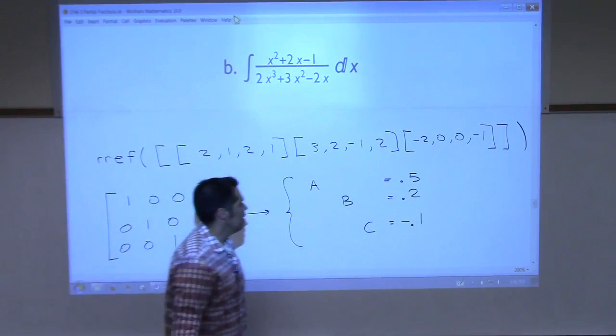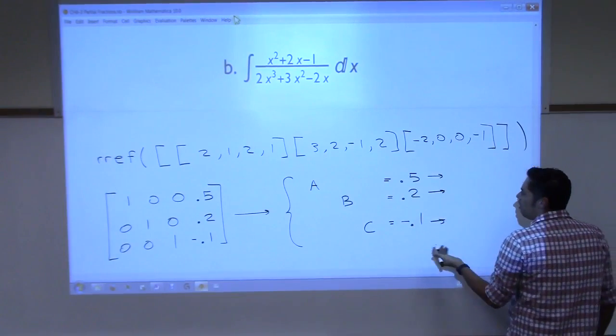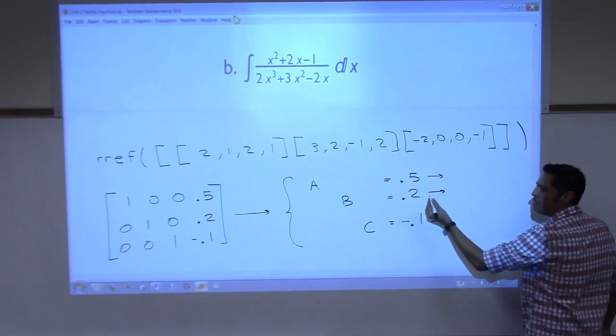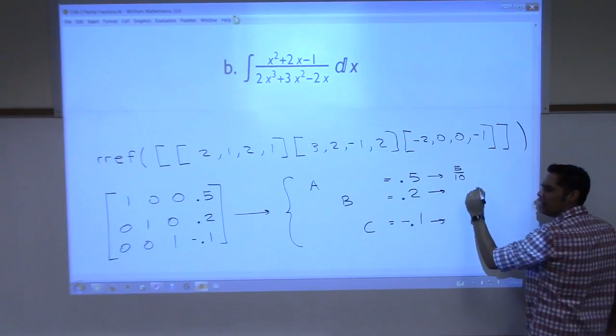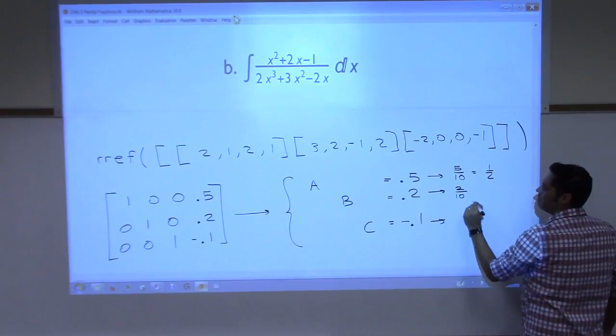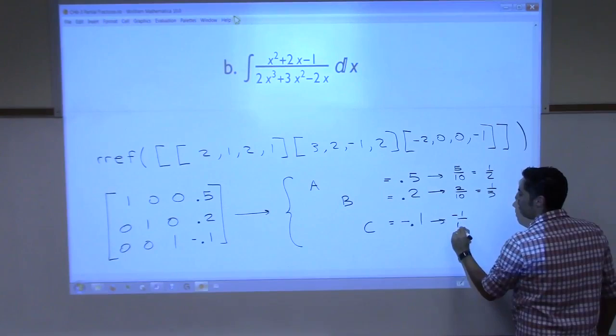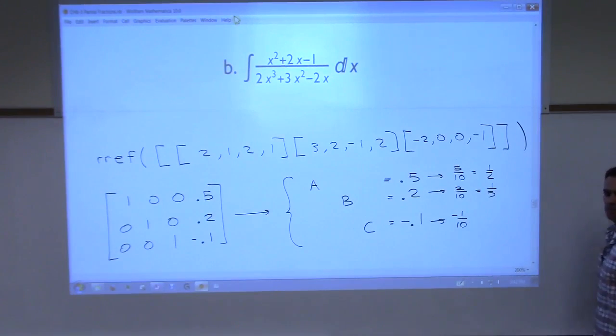All right? Now, you would also want to try and convert these to fractions. Since we all know that 0.5 means 5/10, that's a half. And this means 2/10, which is a fifth. And this one means negative 1/10.